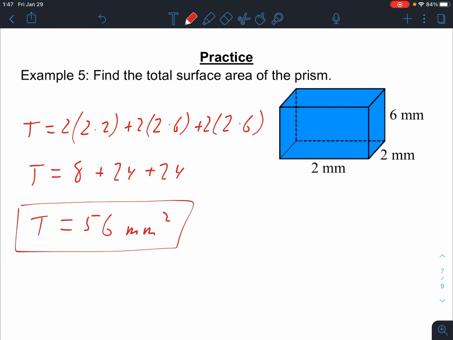Now there are 2 of each of the left and right, 2 of the top and bottom, and then 2 of the front and back. So you don't have to do all 6 sides. You can just do 3 sides and multiply them each by 2.